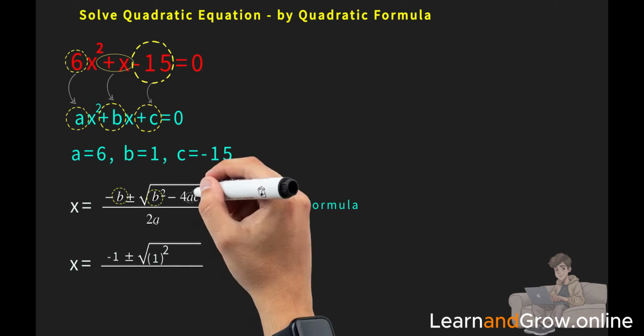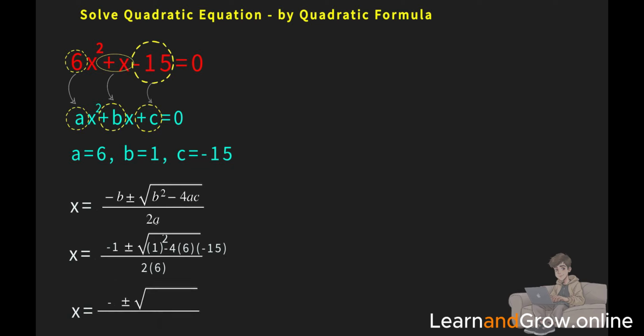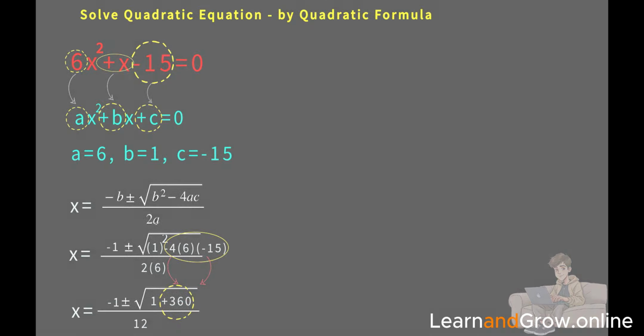And next steps are pretty straightforward. It's all about simplification. 1 squared is just 1. Then 4 times 6 times 15 gives us 360. Pay close attention to the signs here. Since we're multiplying two negatives, negative 4 and negative 15, the result becomes positive. Finally, 2 multiplied by 6 gives us 12, which we'll place in the denominator.